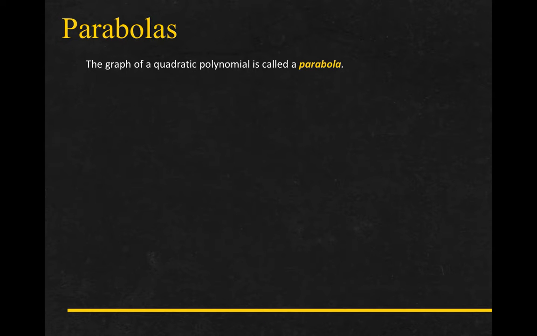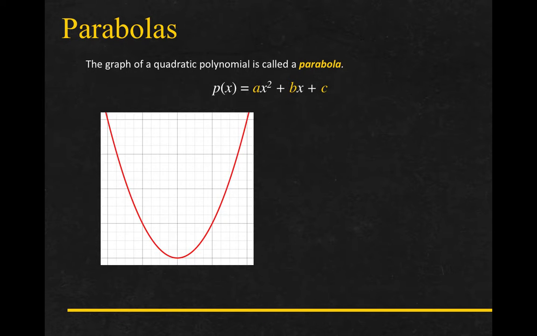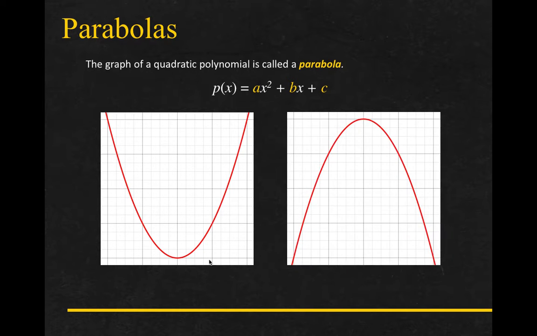When we talked about linear functions, we said that linear functions have a straight line. When we talk about quadratic functions, they look like parabolas. So this is how a parabola looks. A parabola can have two different openings. It can open up, as we can see here, where it looks like a U, or it can open down. These are both called parabolas.